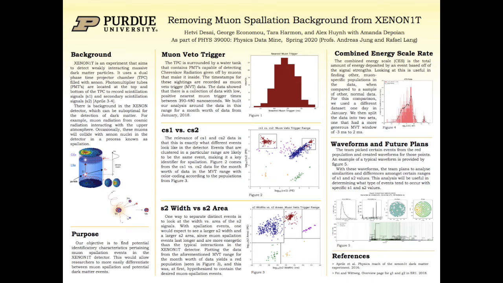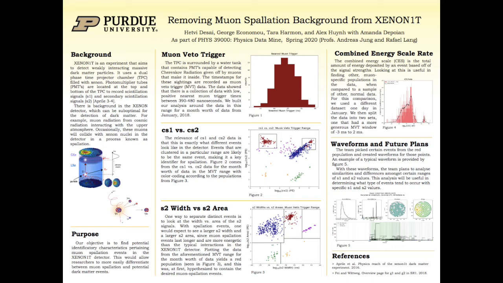Waveforms provide a more in-depth look at particular events. A waveform shows the start and end times of S1s and S2s captured by the sensors of the detector, as well as the PMTs activated by the events. The team picked certain events from the red population and created waveforms for those points. An example of a typical waveform is provided by Figure 5.